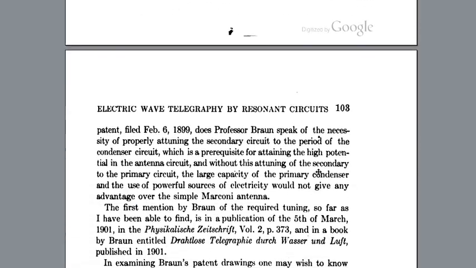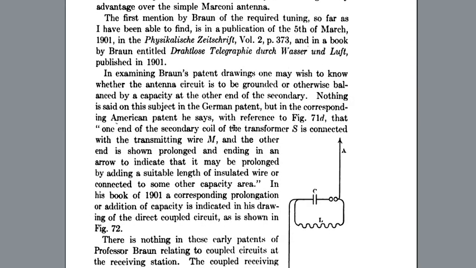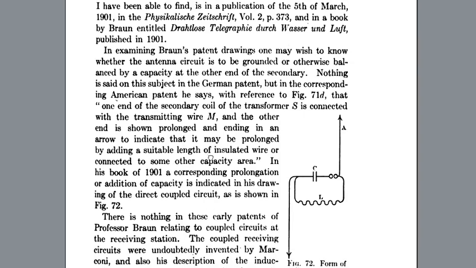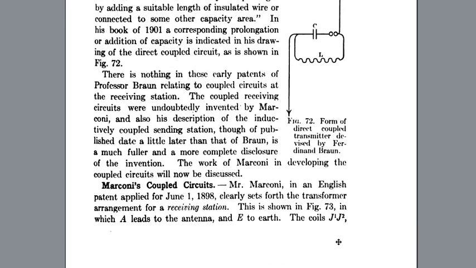In his book of 1901, a corresponding prolongation or addition of capacity is indicated in his drawing of the direct coupled circuit, as is shown in figure 72. There is nothing in these early patents of Professor Braun relating to coupled circuits at the receiving station. The coupled receiving apparatus was undoubtedly invented by Marconi, based on his description of the inductively coupled apparatus. The date of publication of Braun is subsequent to that of Marconi, but the form used by Braun is substantially the same as Marconi's coupled circuits.